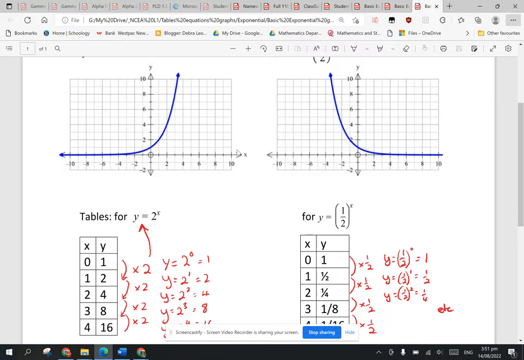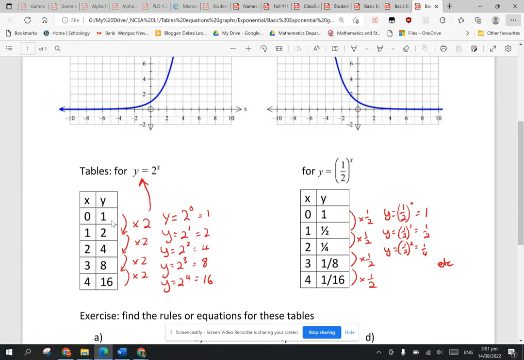Well, if you look here at the tables that we've got for 2 to the power of x, you notice that if you look at the y's, the connection between them is you're multiplying by 2. You can see that here. So 1 times 2 is 2, and if you multiply 2 again, you'll get 4, and you multiply 4 by 2, you'll get 8 and 16.